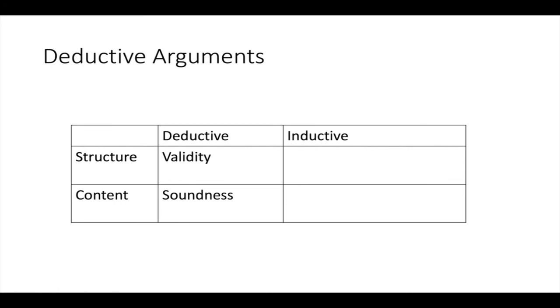So now we're going to move on to inductive arguments, which can also be evaluated on the basis of their structure and their content separately. When an inductive argument has the right structure, we call it a strong argument. So we're appealing to the notion of strength here, inductive strength.